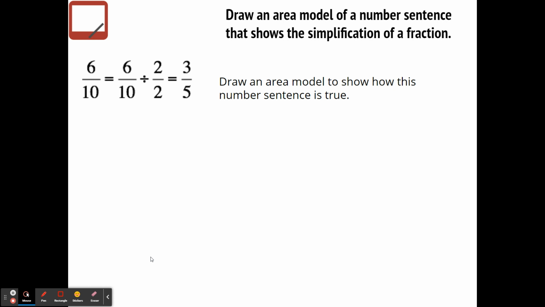Okay, now here's our number sentence. 6/10 equals 3/5. Our common factor is 2 because you can divide 6 by 2 and you can divide 10 by 2. They're even, so you know you can divide them both by 2, and that equals 3/5. Now I want you, in your notes, to draw an area model to show how this number sentence is true. I want you to pause the video, press play when you're ready.